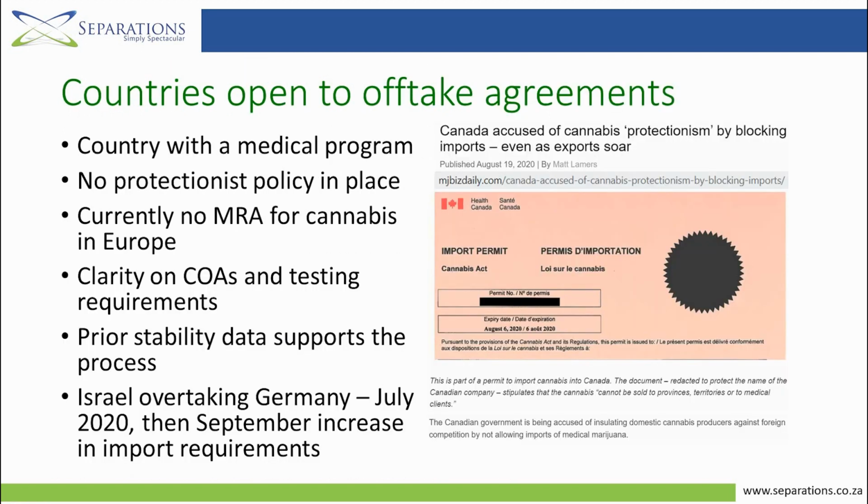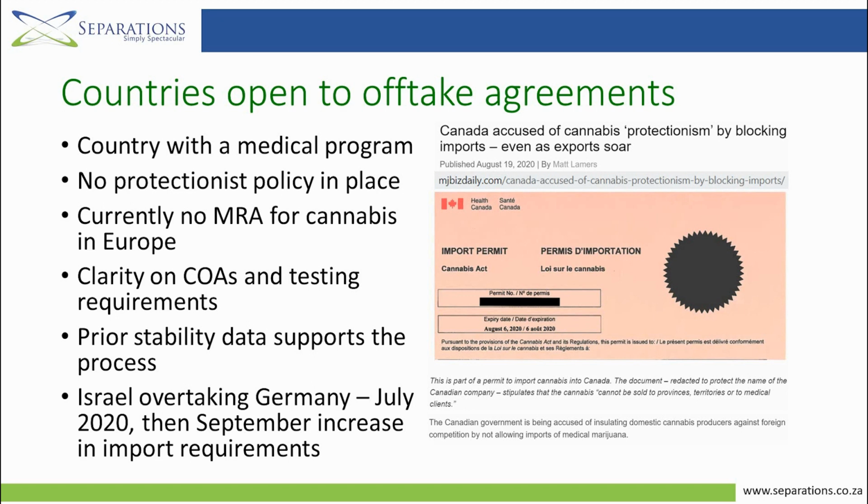Now, countries often open to offtake agreements. We need to maybe discuss this. For me, targeting a country that has an existing medical program is key, because you'll know there will be good absorption in that market. Good examples would be Australia, Israel, Germany. Countries that have reimbursements for medical cannabis are definitely going to be growing economies and spaces for medical cannabis.